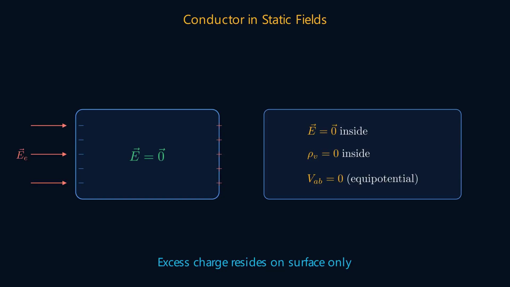This leads to three fundamental properties of a conductor under static conditions. First, E equals zero inside the conductor. Second, since E equals negative nabla V equals zero, the potential is the same everywhere. The conductor is an equipotential body. Third, since nabla dot D equals ρ_V and D equals zero inside, there can be no net charge density inside. ρ_V equals zero. Any excess charge must reside on the surface. These are not assumptions. They are direct consequences of the abundance of free charges and the static equilibrium condition.